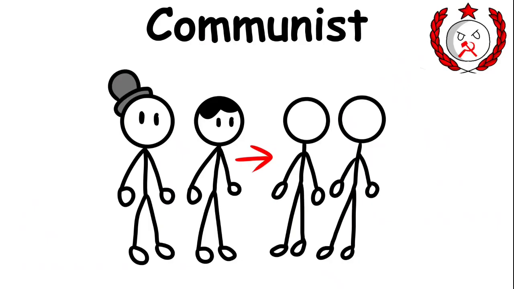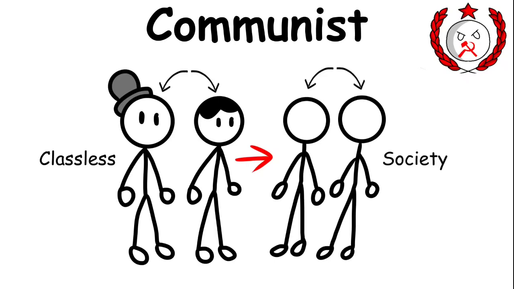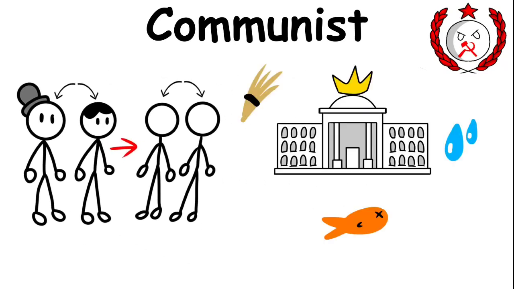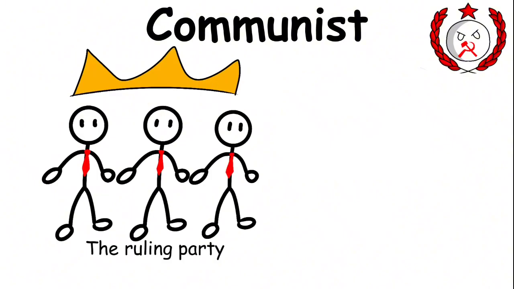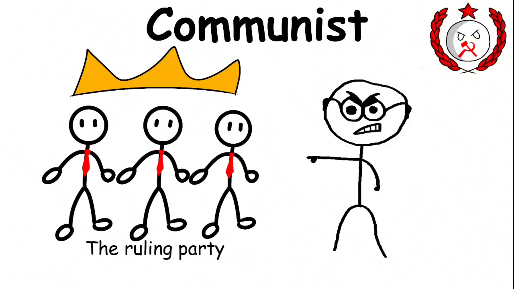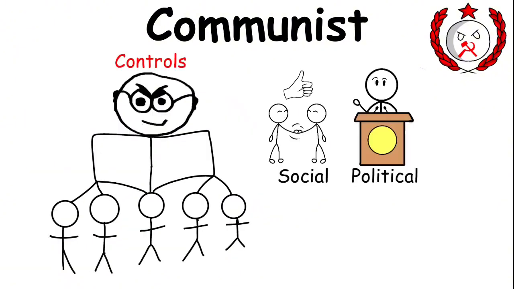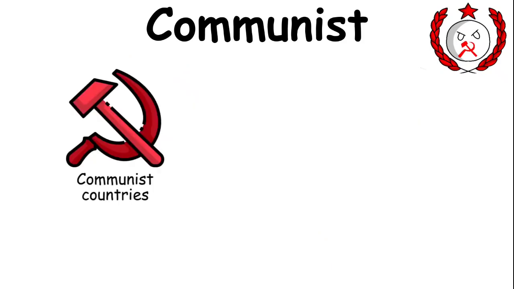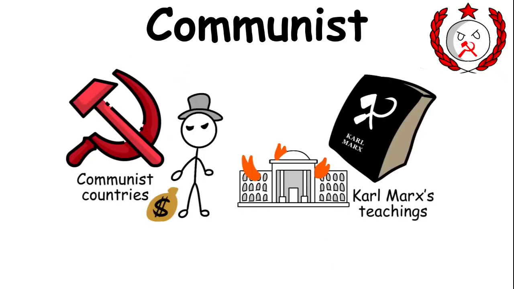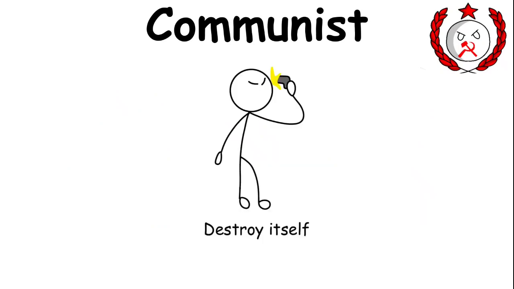Communist. A communist government believes in the concept of a classless society and aims to achieve it through the state's absolute control over the country's resources. The ruling party, often led by an authoritarian figure, controls all of the social, political, and economic decision-making in a communist nation. Communist countries believe in Karl Marx's teachings that a capitalist form of government would eventually destroy itself.